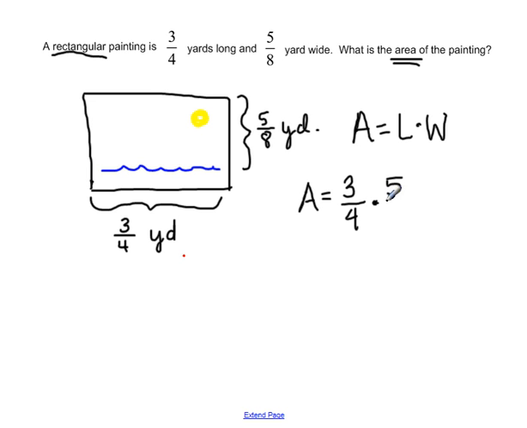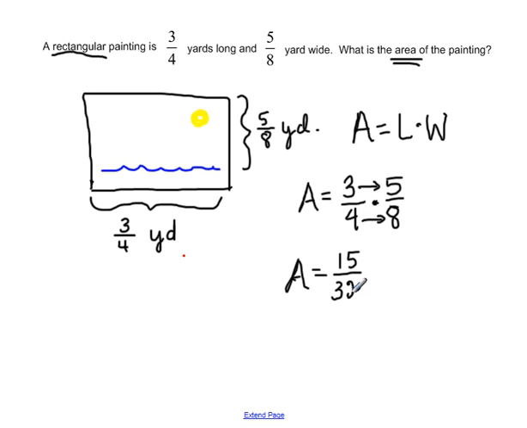And now we can go ahead and do our multiplication. So A equals, be looking for those common factors, and remember we always have to look for common factors between one numerator and one denominator when we're multiplying. I see the 4 and the 8, and you might be tempted to do some cross-canceling there, but notice they're both in the denominator, so that wouldn't work. So the best we can do here, since there's no common factors, is just multiply straight across. 3 times 5 is 15, and 4 times 8 is 32.